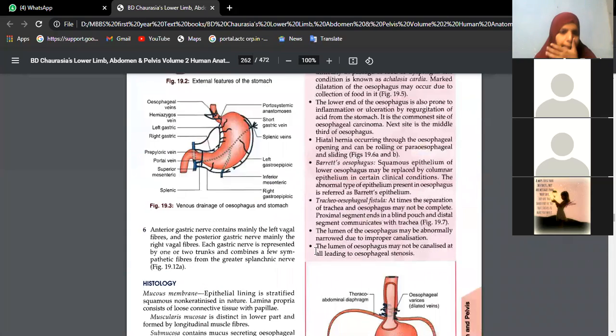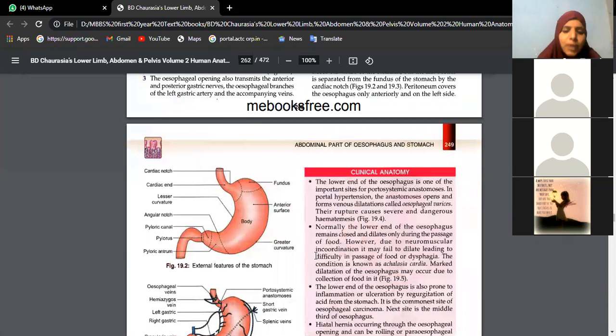Isn't it? Though presenting parts are not asked, only ligaments are asked, but still to make the topic complete, I'm telling you, it has lesser curvature, it has greater curvature. The upper end is the cardiac end and the lower end is the pyloric end. If you draw an imaginary line from the esophageal junction to the stomach, touching the greater curvature, whatever area lies above this plane is fundus. Then now lower down we have the pyloric antrum, pylorus.